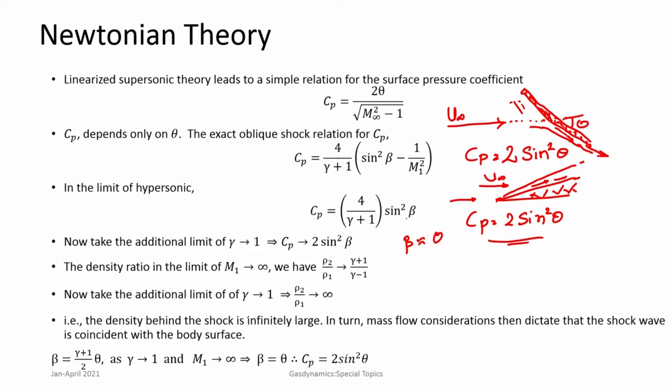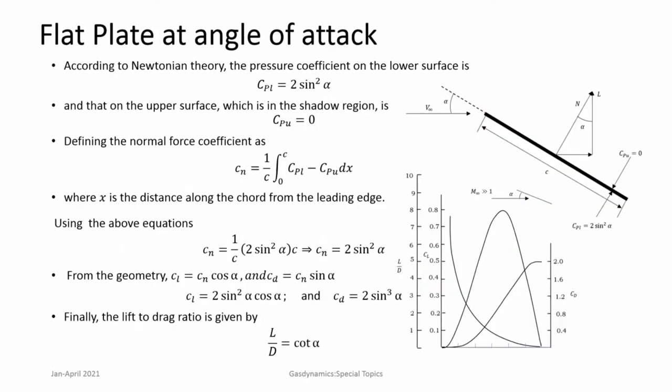Explicitly, if we take the limit that gamma goes to 1, then beta will be equal to theta, and 4 by gamma plus 1 will become equal to 2. So even if we consider a thin shock layer, we are able to see that whatever Newton was predicting in hypersonic flows, in the limit of large Mach numbers, we are very close to it. So Newtonian methods to quickly estimate the aerodynamic forces are used effectively in hypersonic flows. It is an estimate to start with, and later more refined theories can be used.